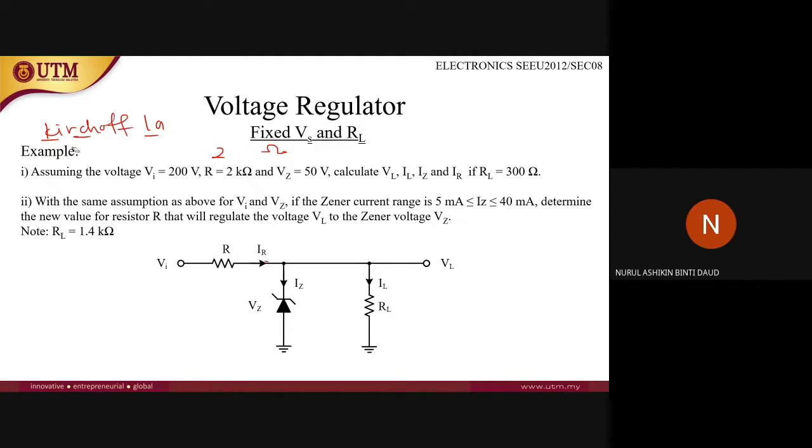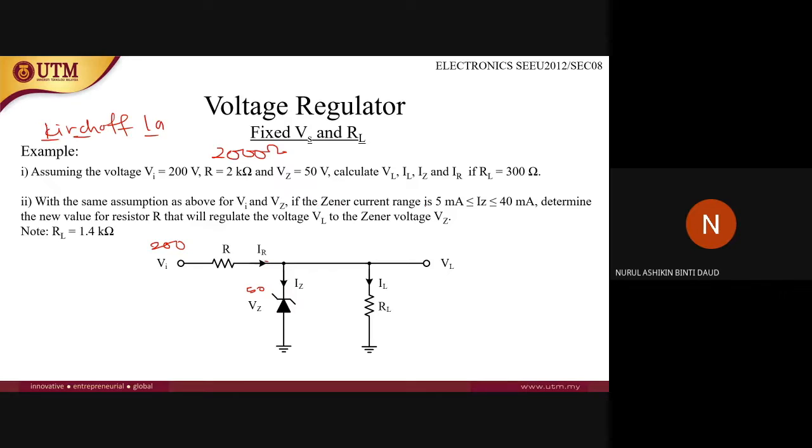Okay, next. This is 2000, right? Okay, next. With the same assumption as above for VI, which is 200 volts, and then VZ 50 volts. Okay, so this value is the same.